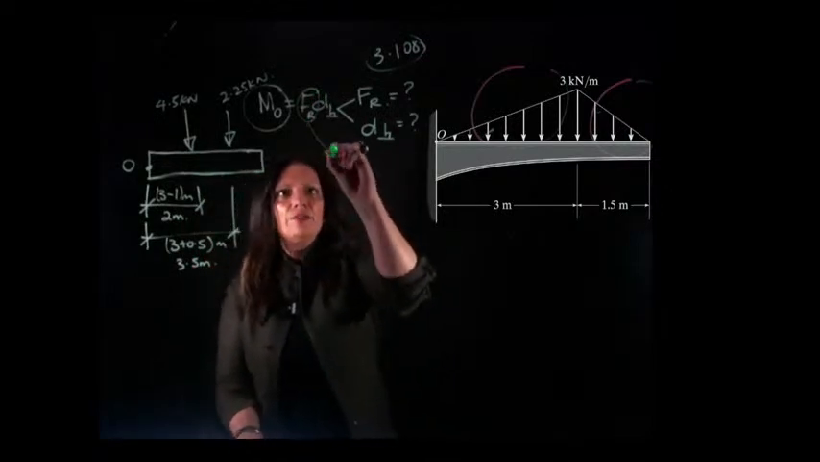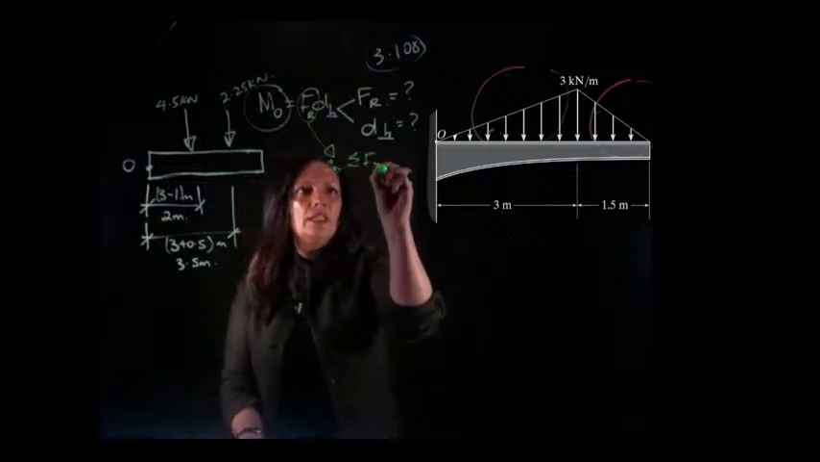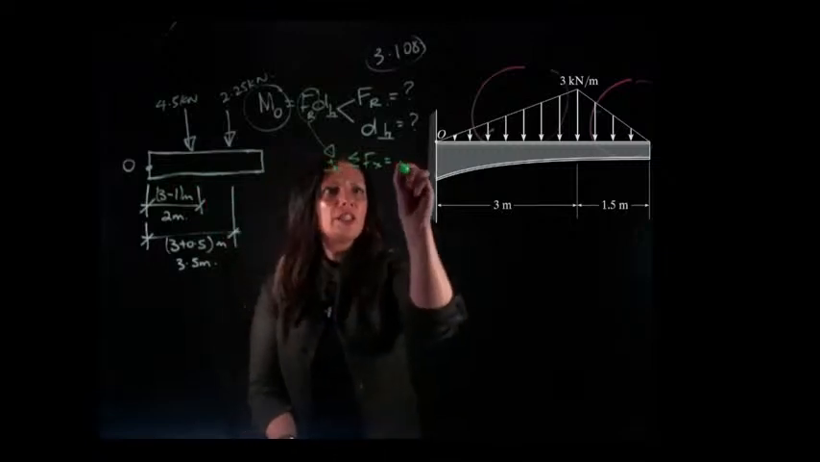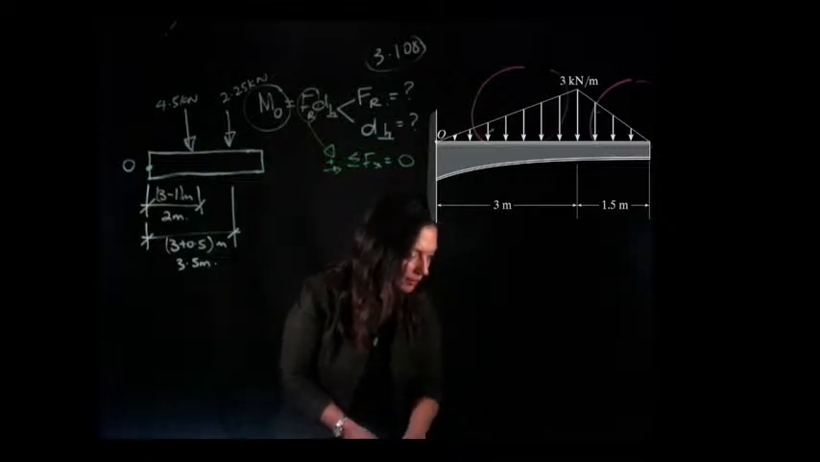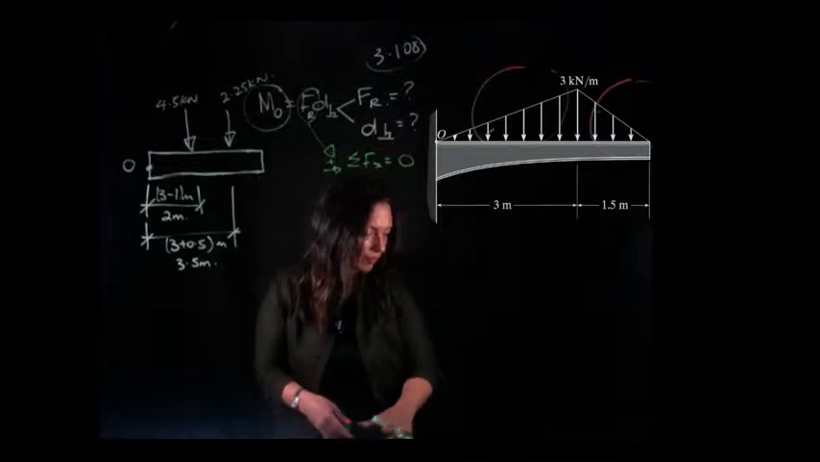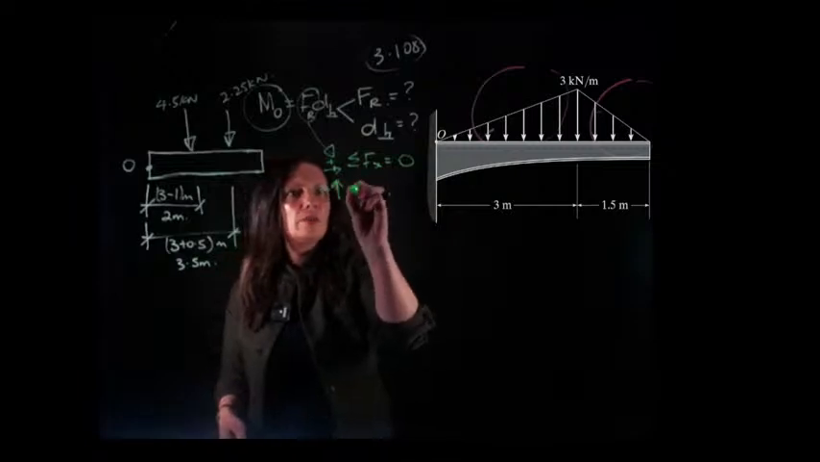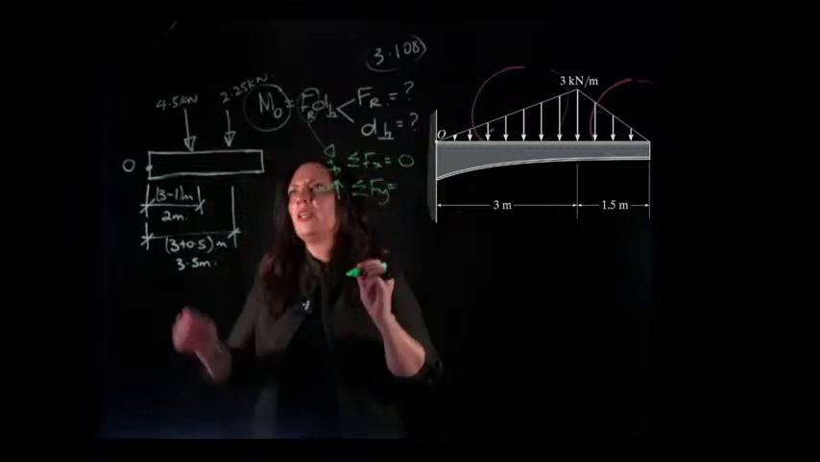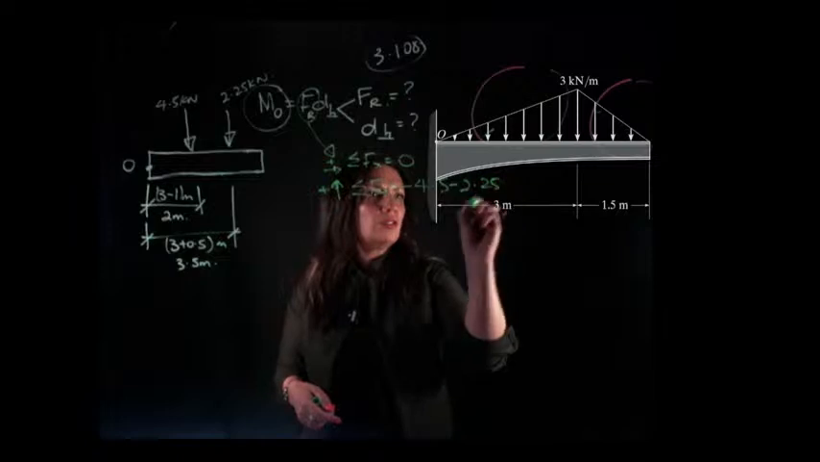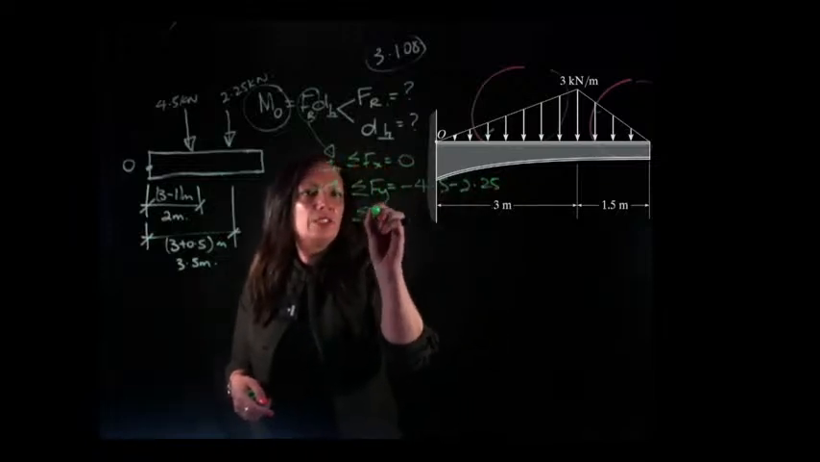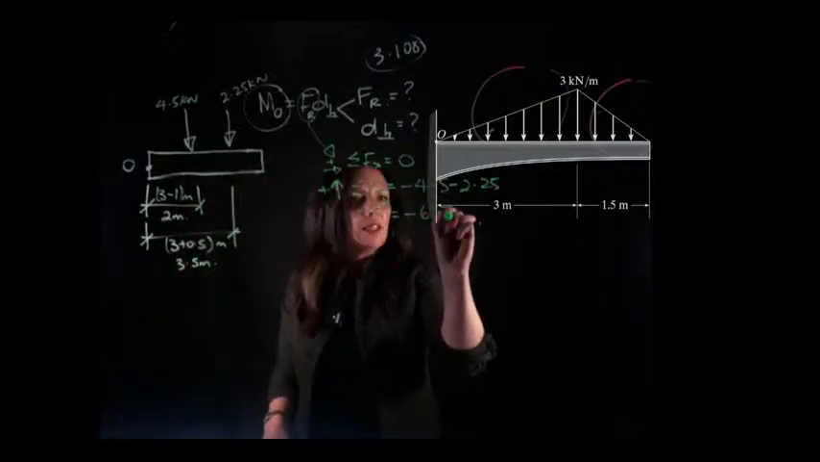We can calculate the resultant force by saying that the sum of the forces in the x direction, there are no forces in the x direction, so that's going to be 0. And then the sum of the forces in the y direction is going to equal minus 4.5 minus 2.25. So that means the sum of the forces in the y is going to be minus 6.75 kilonewtons.